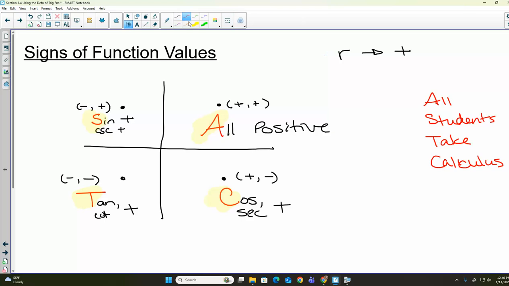In quadrant 1, they're all positive. In quadrant 2, sine and its reciprocal are positive. Quadrant 3, T is for tangent and its reciprocal. Quadrant 4, C is for cosine and its reciprocal. So that's just a little trick to help you if you need it. Any questions about how we figured those out?